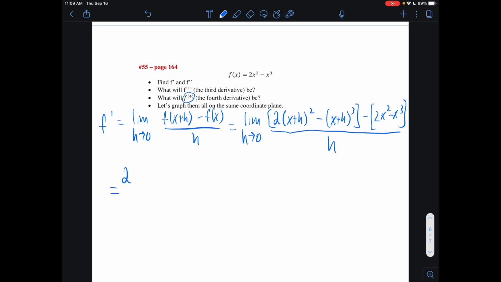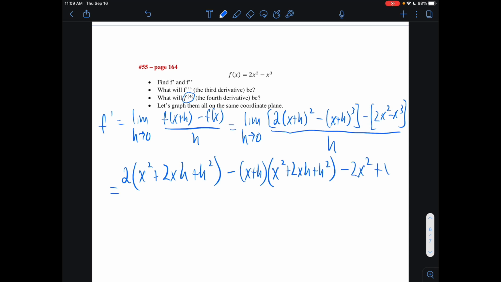So I have 2 times x plus h squared. x plus h squared is x squared plus 2xh plus h squared. I could use a cubic formula for x plus h cubed, but how about I just peel off one of those x plus h's, and then I'll square the other two, just like I did before. And then I can use the distributive property to finish that. And then I'll distribute the negative that's in between the brackets to get minus 2x squared plus x cubed. This is all divided by h, and I forgot to write my limit.